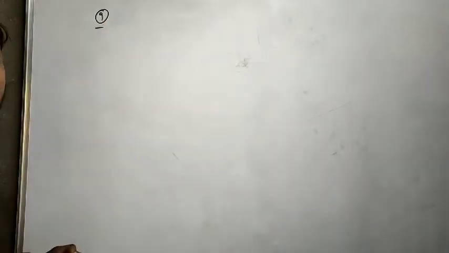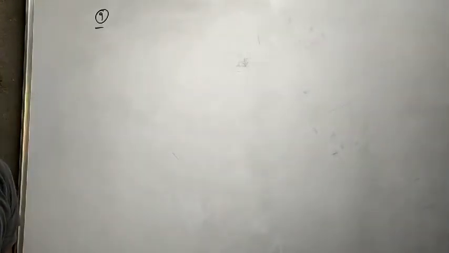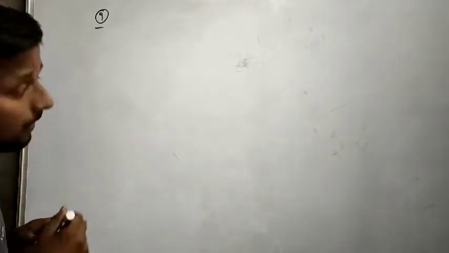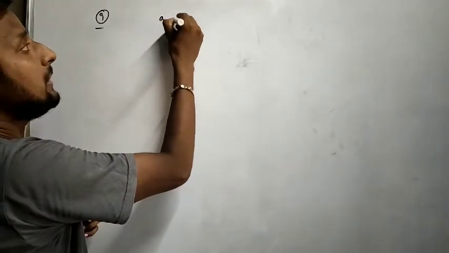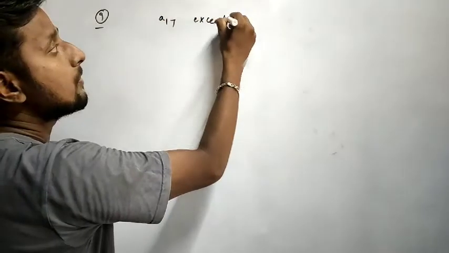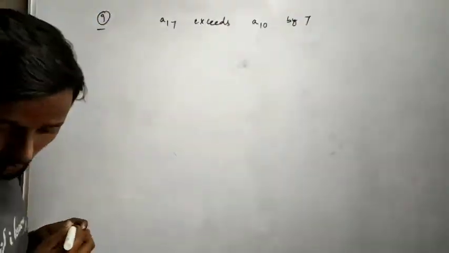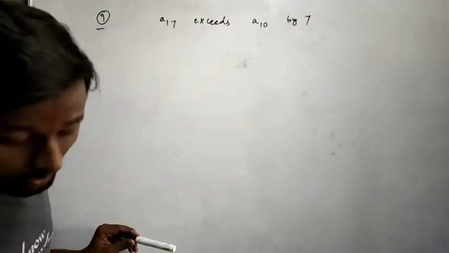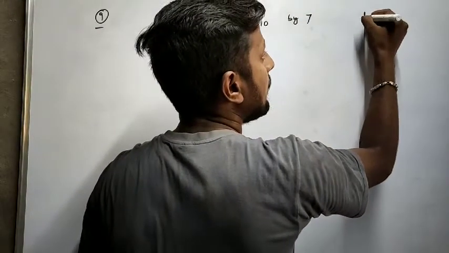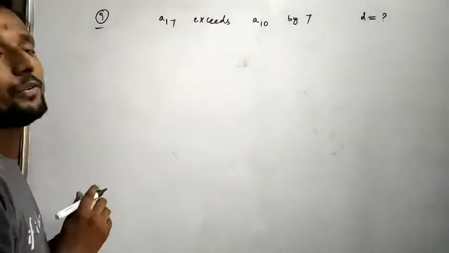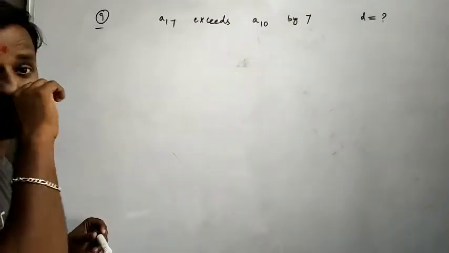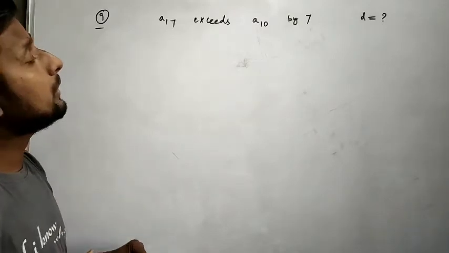So, what does the ninth problem tell us? It tells us that the 17th term of an AP exceeds its 10th term by 7. So what did you understand from it? Find the common difference. This is the given information. From this, find the common difference, and we'll find the series also. No issue. Now look at it.